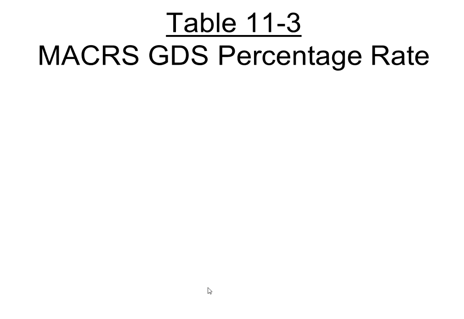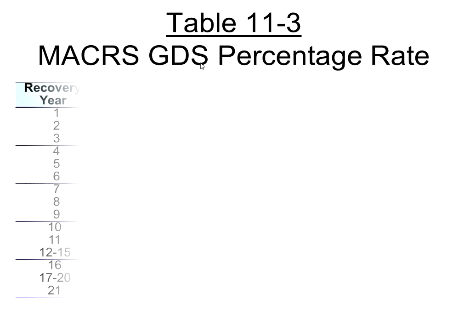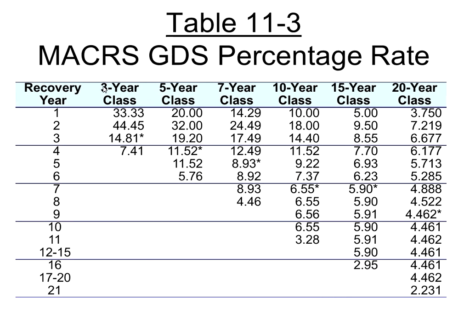So here's another table, table 11.3, and this is a very useful table. This is a table from which you determine the percentage rates when using the MACRS general depreciation system. So here you have a 3-year class. If your asset falls into the 3-year class, then it means 3 years. However, you can see that the rates are given for 4 years.